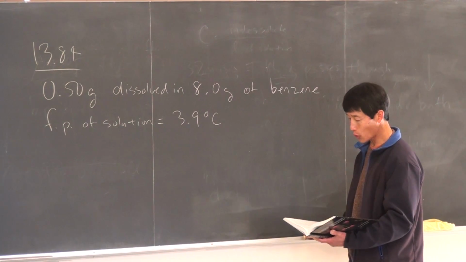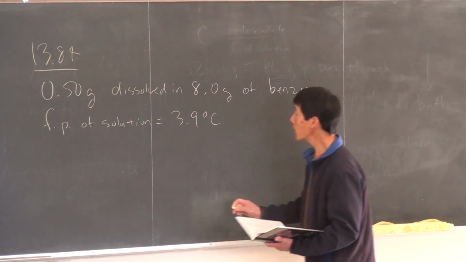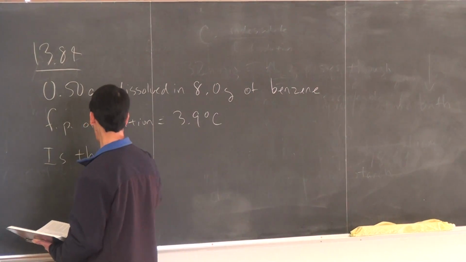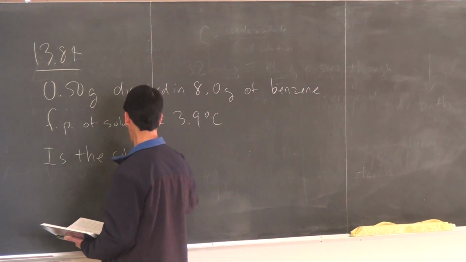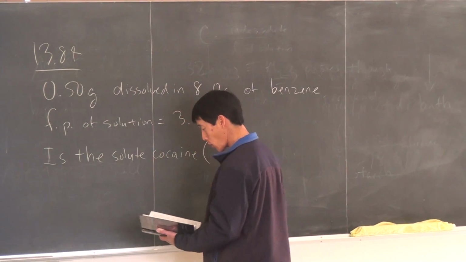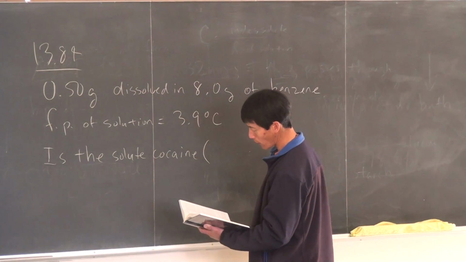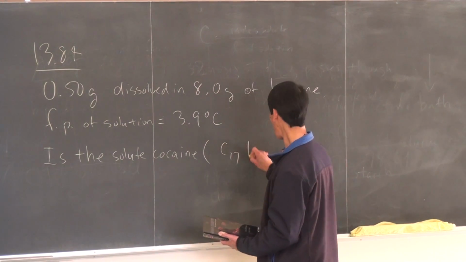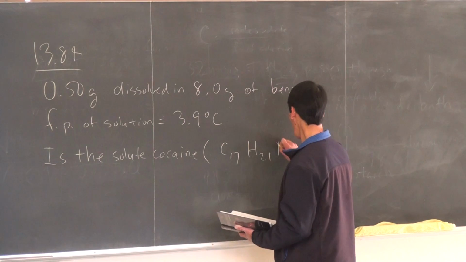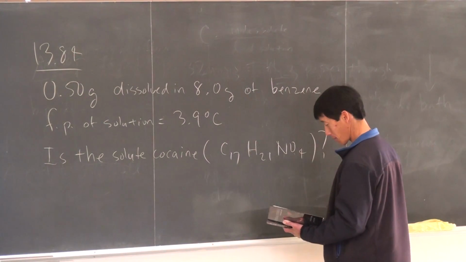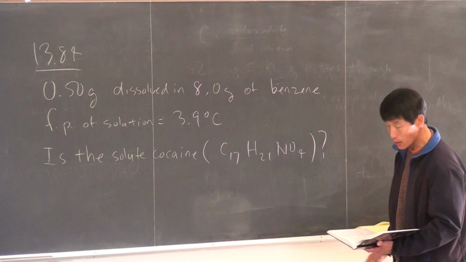Can the chemist conclude that the compound is cocaine? So another way of asking it is, is the solute cocaine, and cocaine has a chemical formula of C17H21NO4. And then what assumptions are made in the analysis?